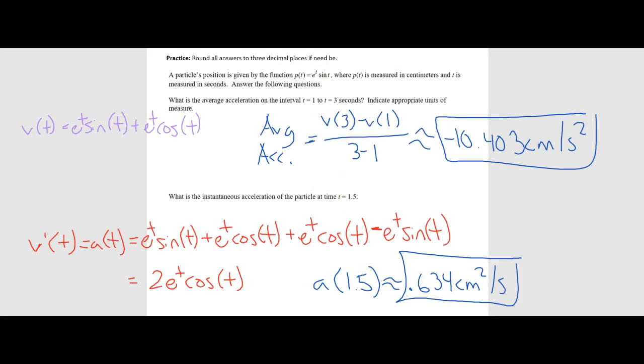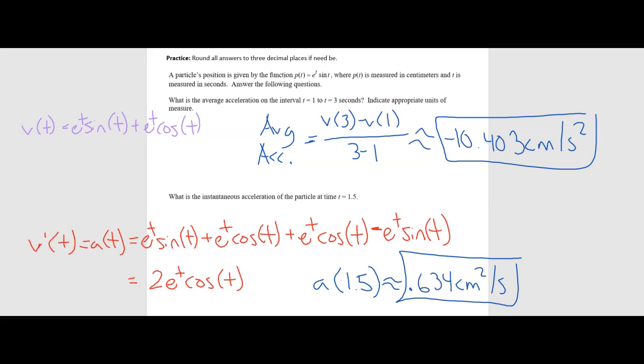All right, so I just put everything up here for us because there was quite a bit to write out. We'd already found the v of t function, so you could just go ahead and use that from the first page. And once we apply the average acceleration formula, we get negative 10.403 centimeters per second squared. Those are the units for acceleration.